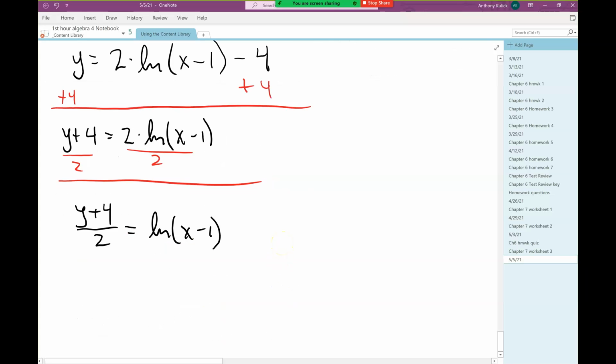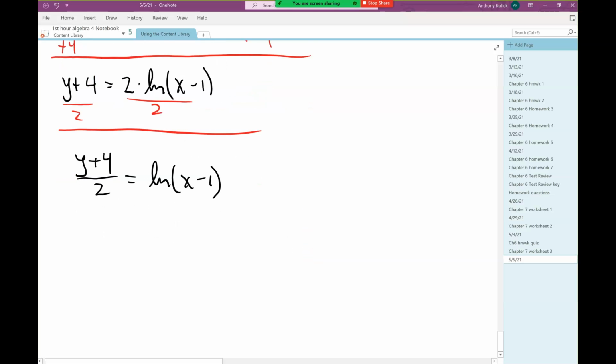Okay. Everybody so far so good? Now, how do we get rid of that ln? Can I just divide both sides by ln to get rid of it? No. Remember, ln isn't a number. It's an operation. That'd be saying like, oh, I'm going to divide by square root symbol. Right? What's going to cancel out the ln?